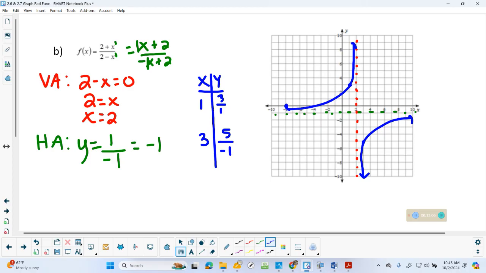Put my arrow on there. Not the best graph I've ever drawn, but it works. We got it. Okay. Now, I know it's going to ask for all of this on the quiz. Of course, let's do domain and range over here so I don't get too scrambled.